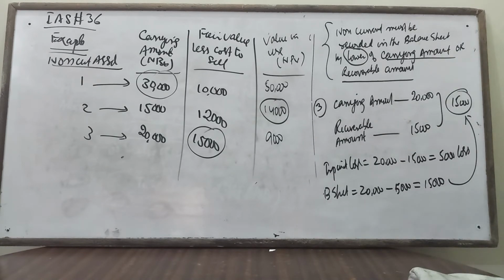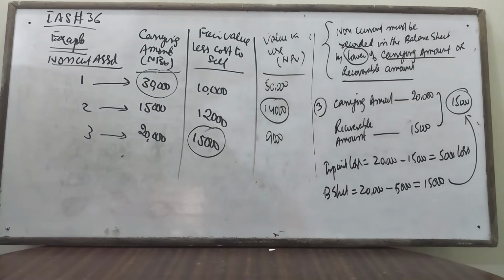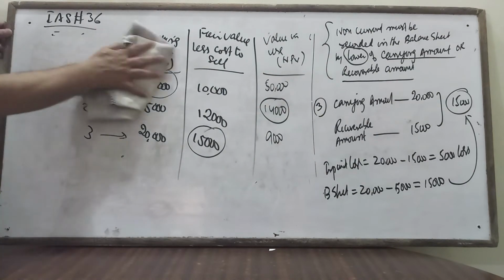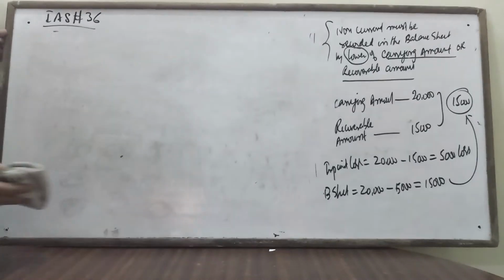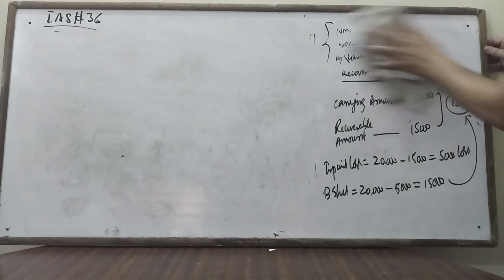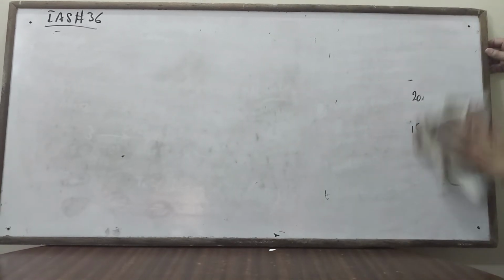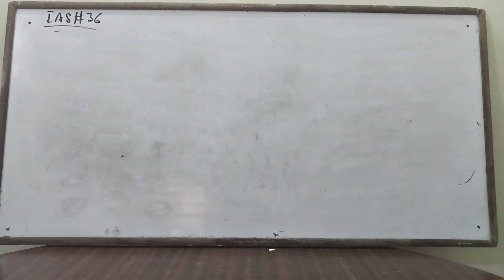This is IAS 36 where we have to know the impairment of non-current assets and how impairment is recorded in the books of accounts. Okay. After this, again, IAS 36 is very important. I told you before. After IAS 36, there is a contingent. For the rest of the two IAS, you can read from my notes, which is not very difficult. IAS 36 was very technical.